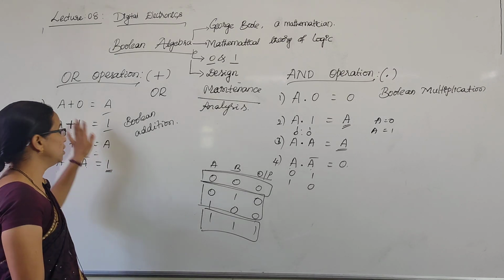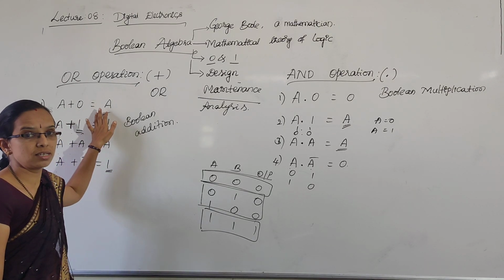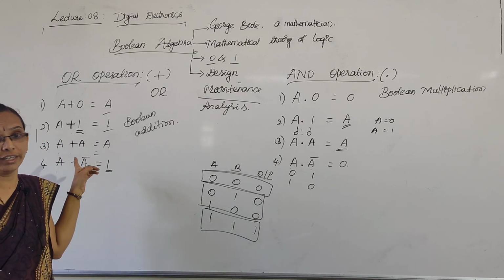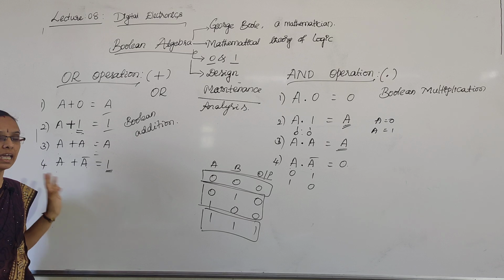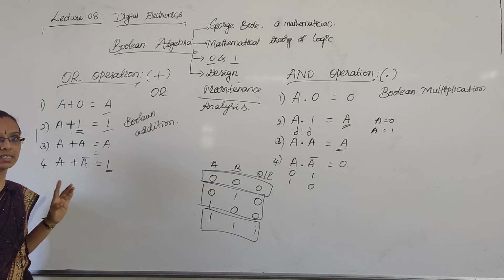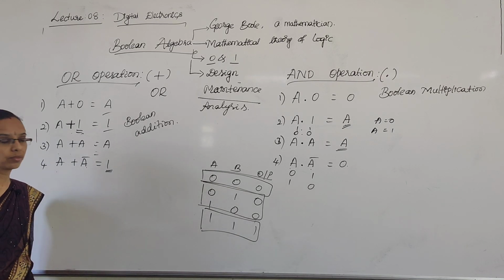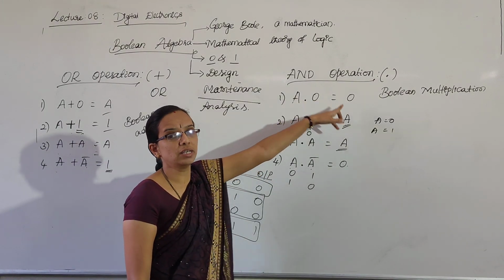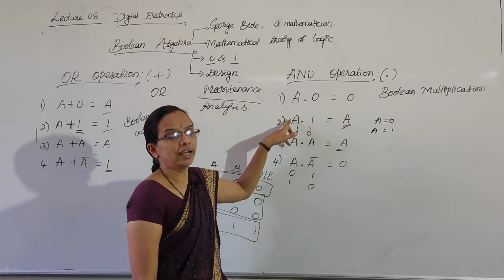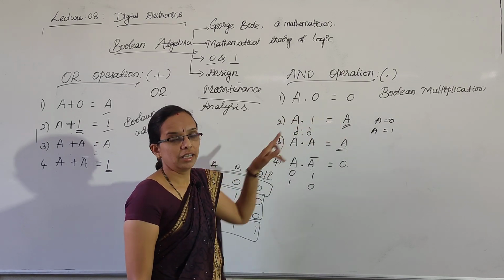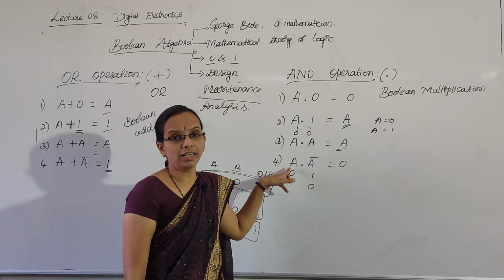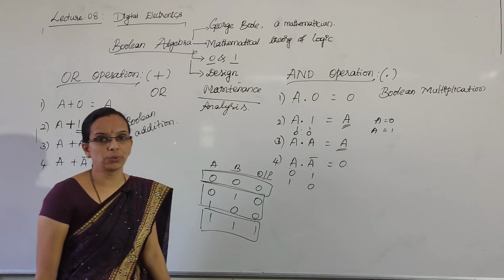In OR operation, A or 0 is A, A or 1 is 1, A or A is A, and A or A complement is 1. In AND operation, A and 0 is 0, A and 1 is A, A and A is A, and A and A complement will be 0.